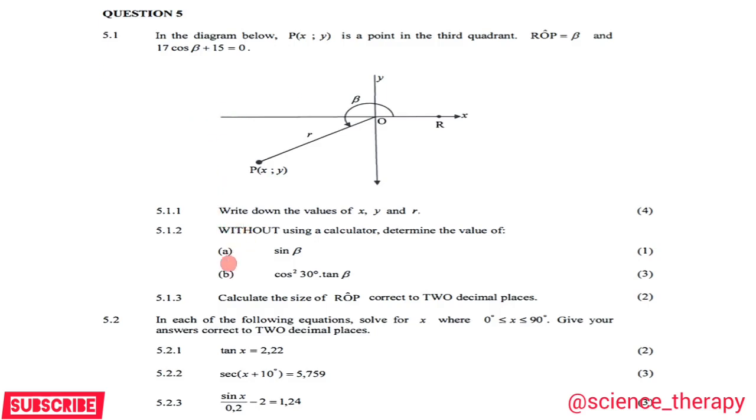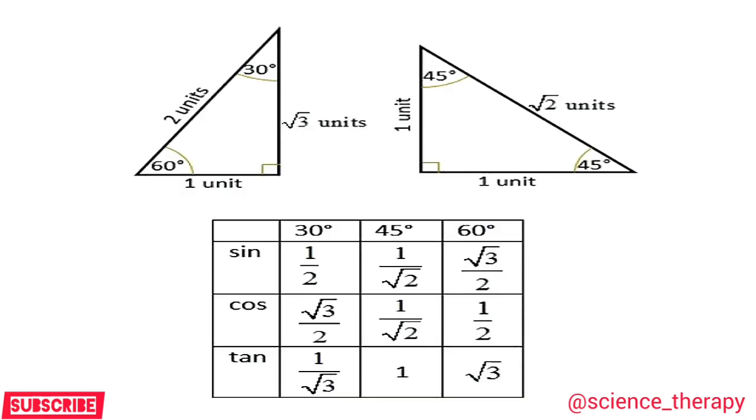Now let's go to B. B says cos squared 30 degrees times tan beta. So we must calculate the value of cos squared 30 degrees tan beta. But remember, they said without the use of a calculator. So that means we must find this cos 30 using the right angle triangle for special angles. Now let's have a look at that right angle triangle for special angles.